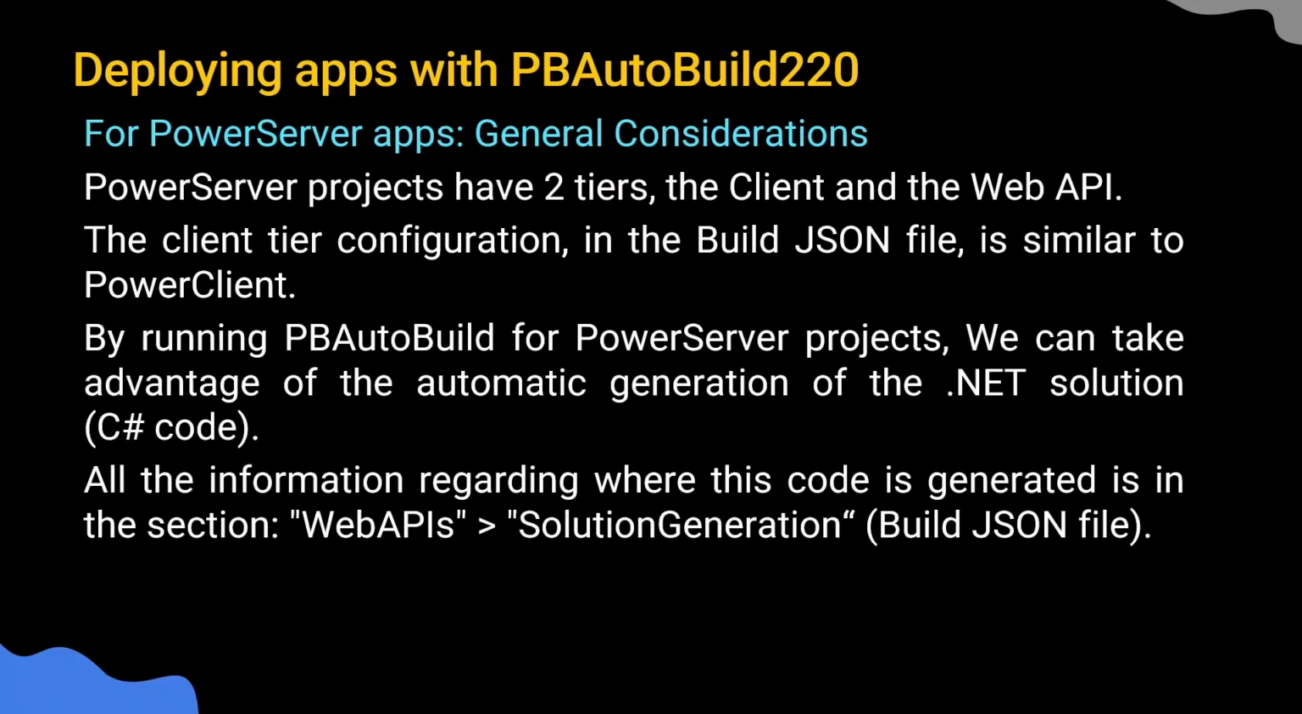For the web API tier, we must consider PBAutoBuild will automatically generate the C# code of the .NET solution. The information regarding where this code is generated is in the section Web APIs, subsection Solution Generation in the build JSON file.